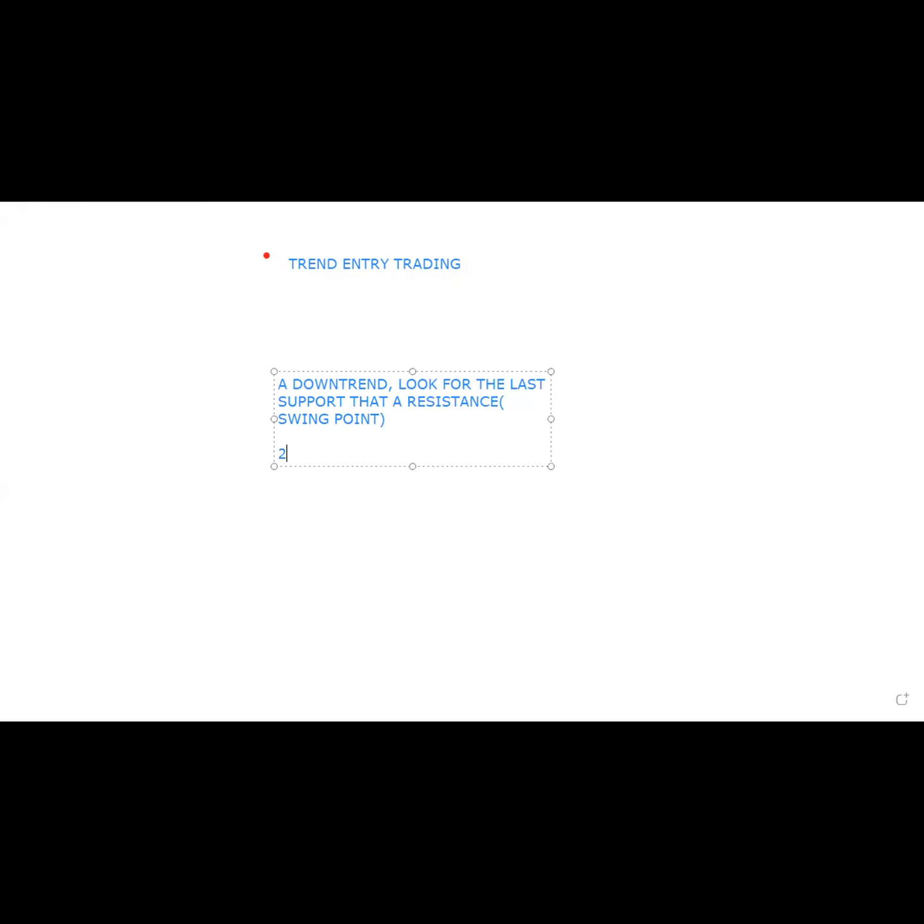Once you've marked it out, go to the H4 time frame and wait to sell in that same zone. Once you see a confirmation candle. Stop.